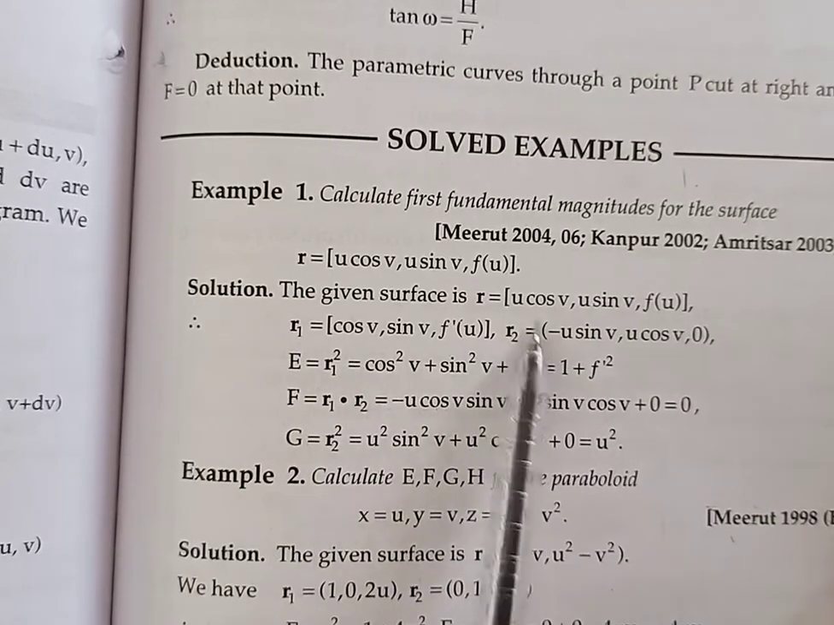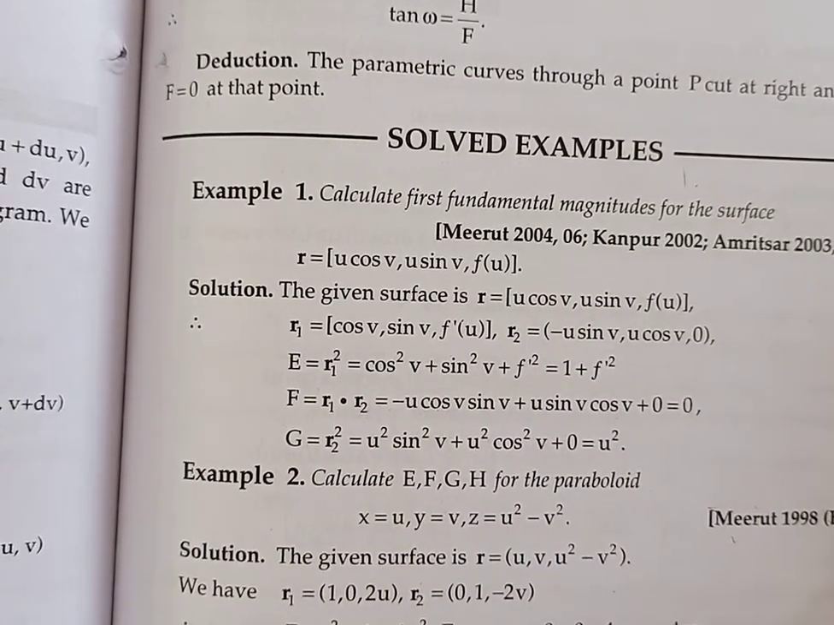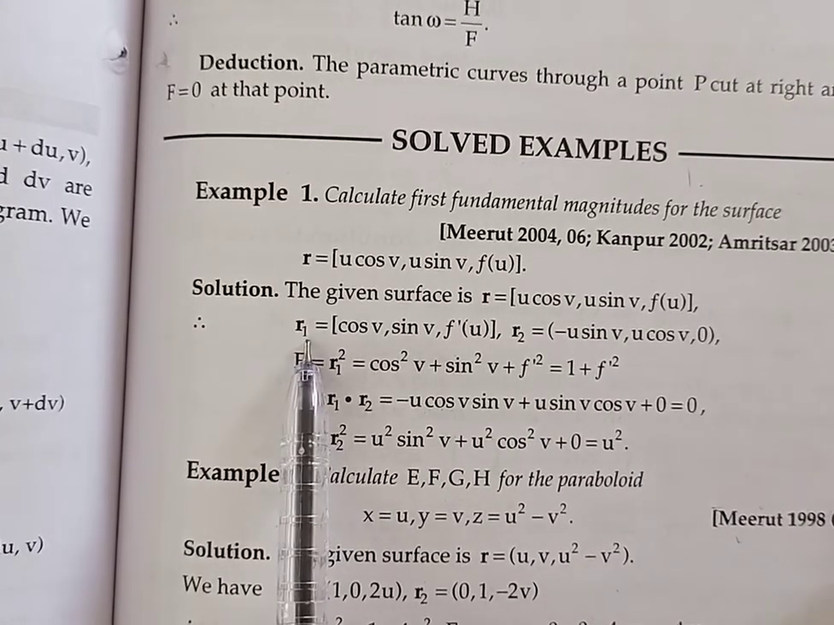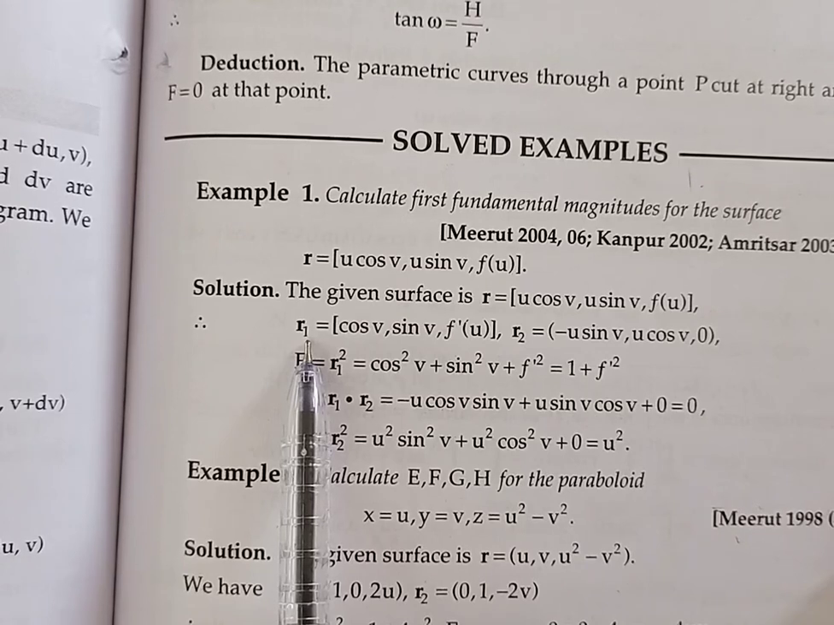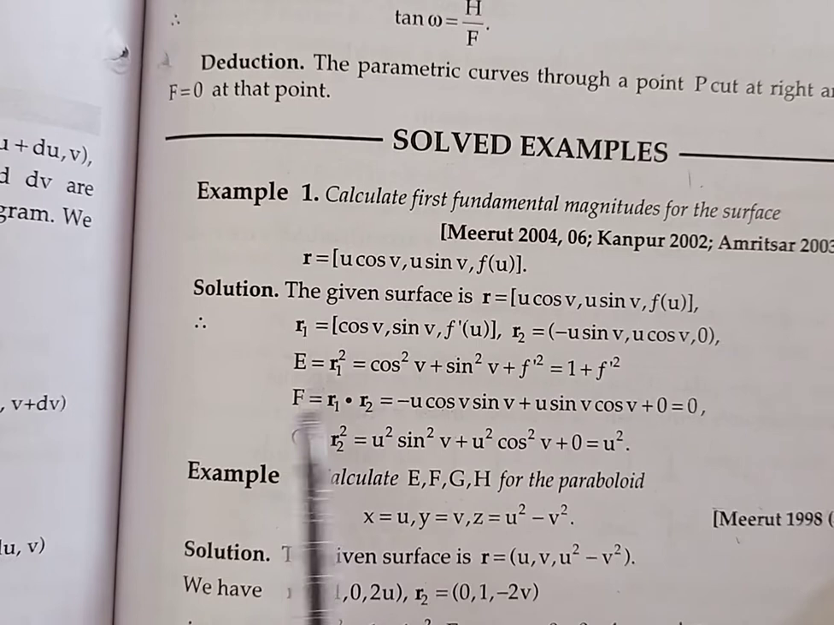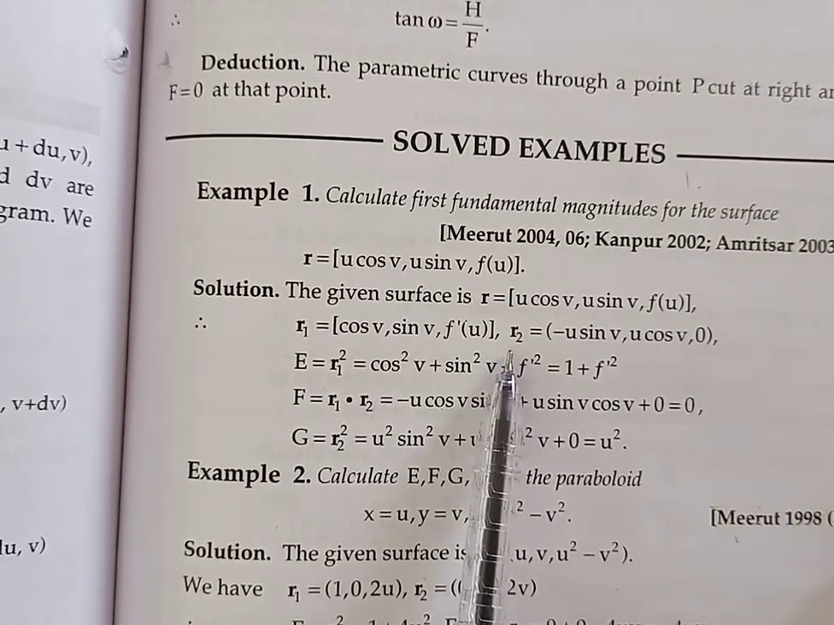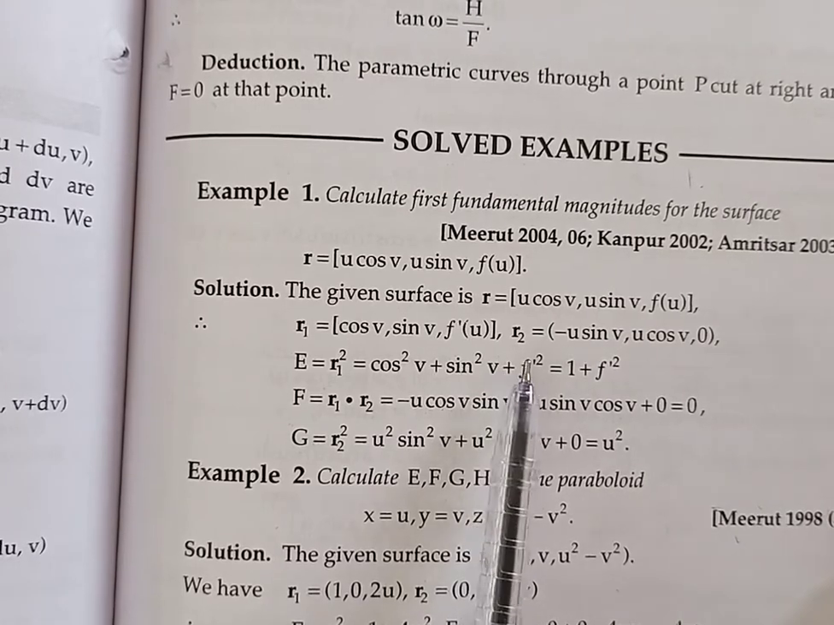Here R1 and R2 are the tangential vectors to the given surface, and R1 denotes the partial derivative of vector R with respect to the first parameter, which is u here, and R2 denotes the partial derivative of vector R with respect to the second parameter v.